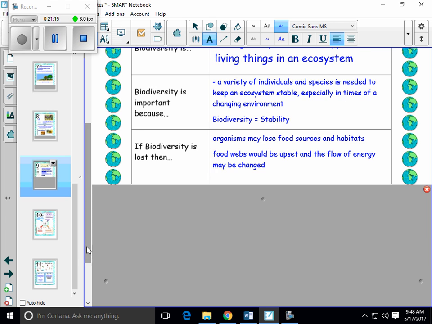If we were to lose it, if biodiversity were to be lost, what's going to happen is that organisms are going to lose some food sources. They're going to lose places to live. We're going to upset food webs and the flow of energy. And when those things happen, that's when the ecosystem gets unstable.